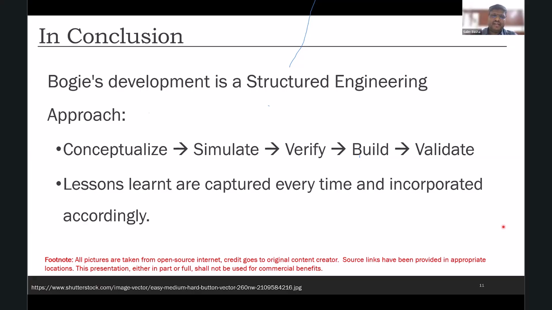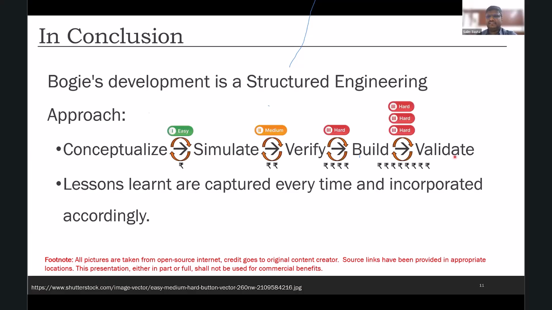So this is what we do, and it's a structured engineering approach. As we said, we conceptualize the ideas, we see what constraints we have, then we put everything on a computer and we try to simulate everything without cutting the metal. We simulate, and then we verify. By verify, I mean by all the calculations, even before building the train. And then once we are sure, we build the train, and then we validate it. It looks like a very simple, straightforward approach, but in reality, this is how it actually goes.